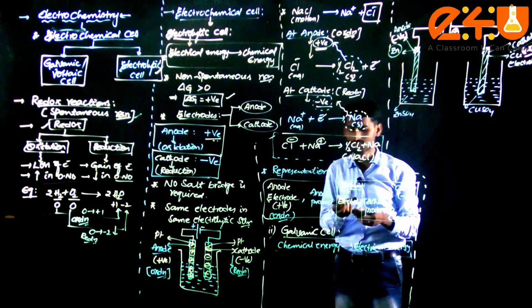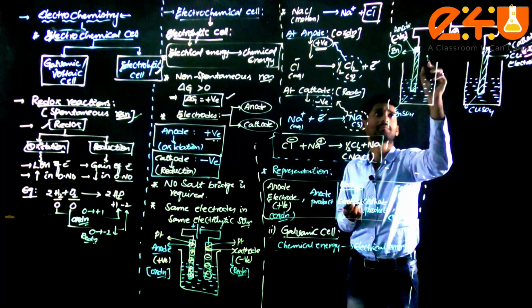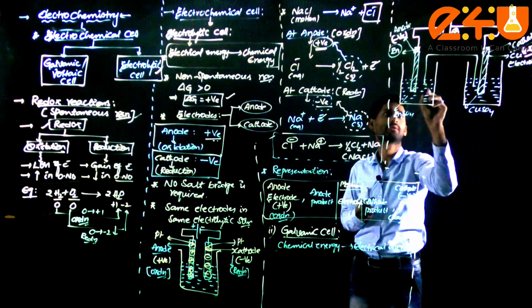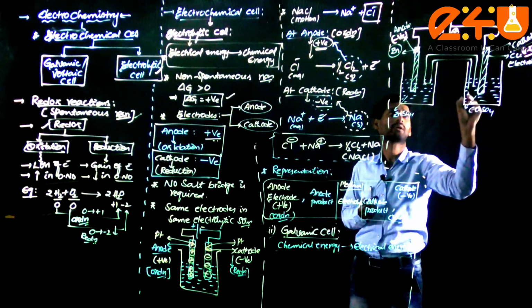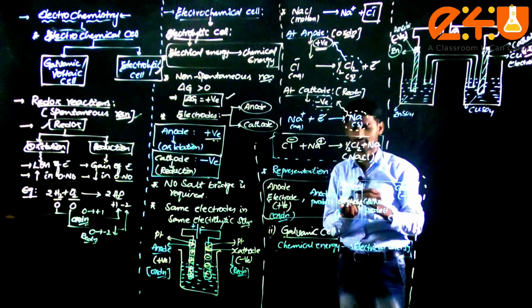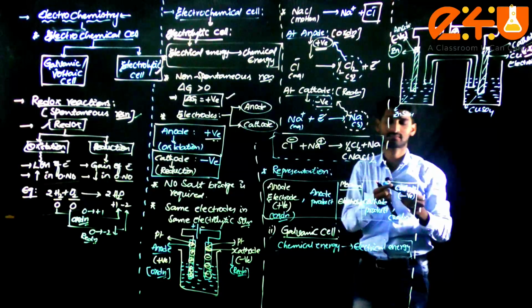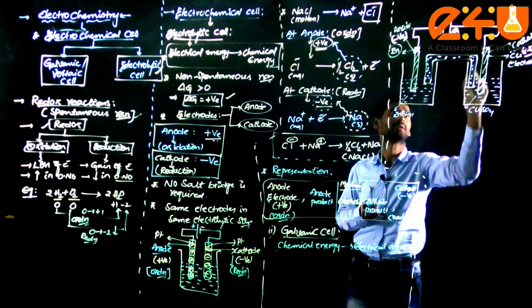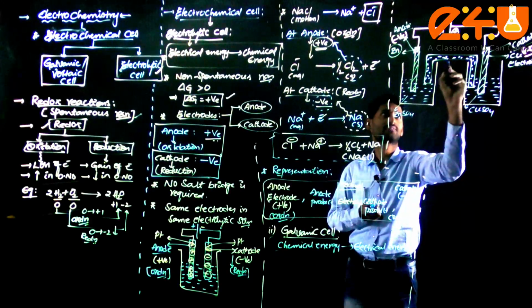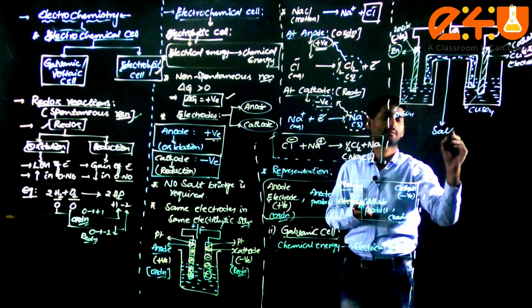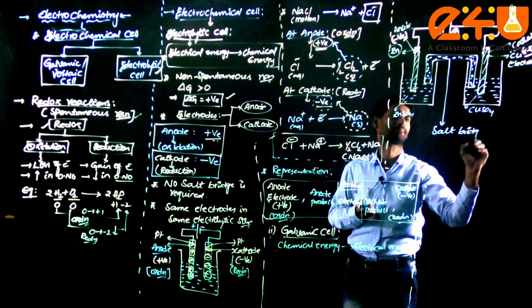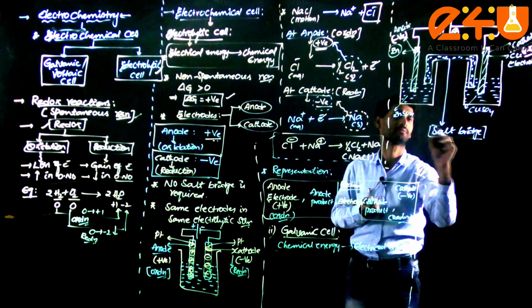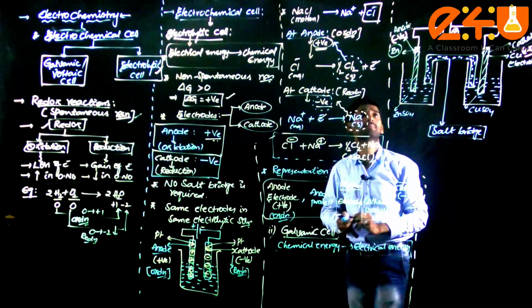Next, in between I am taking one U-shaped vertical tube with inert electrodes. In that I am filling some inert electrolytes. First of all, it is called, dear students, the salt bridge. Salt bridge.